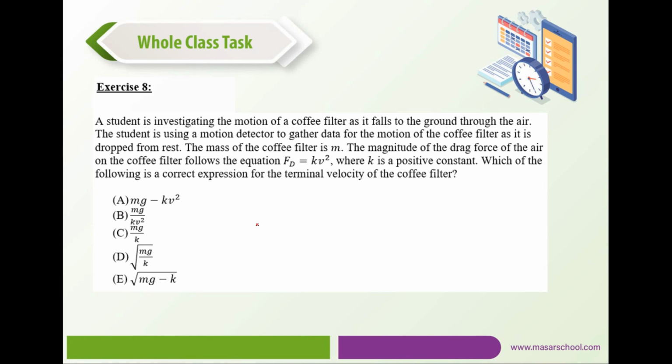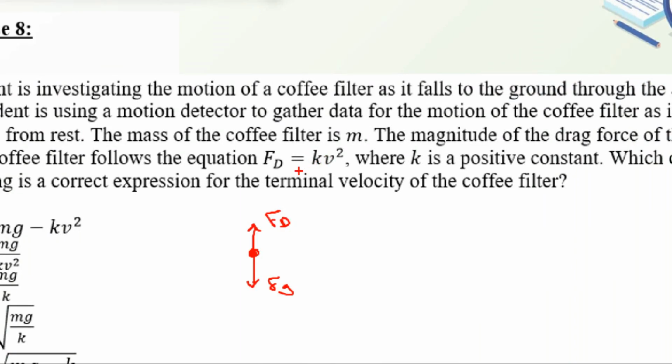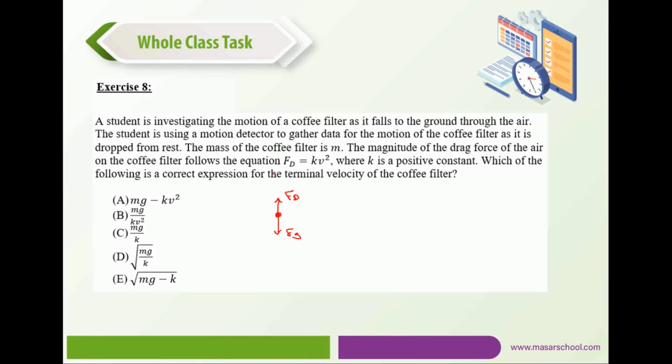We know that at the terminal velocity, forces are balanced. What are the forces acting on the filter? We have the pull of gravity down, and we have the drag force which is up. Remember that the terminal velocity can be determined in two ways: either we consider the balanced forces at the terminal velocity, or if we have the velocity explicitly as a function of time, we can take the limiting case in which t tends to infinity.